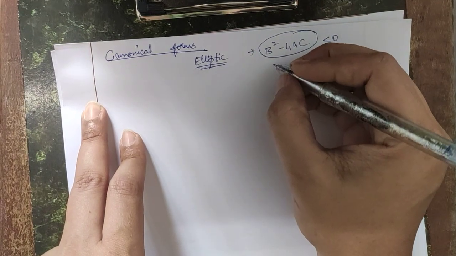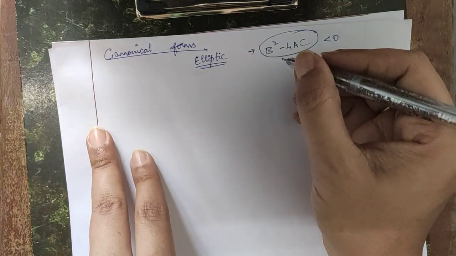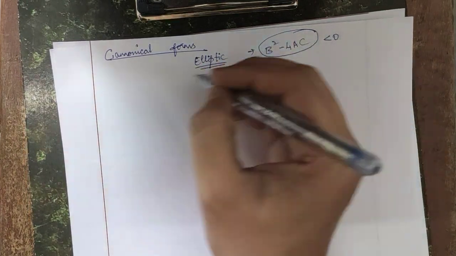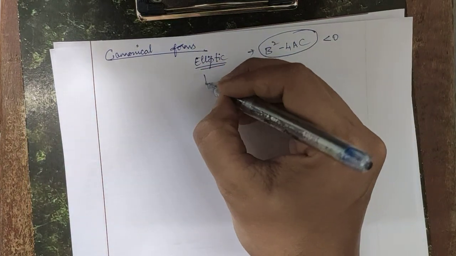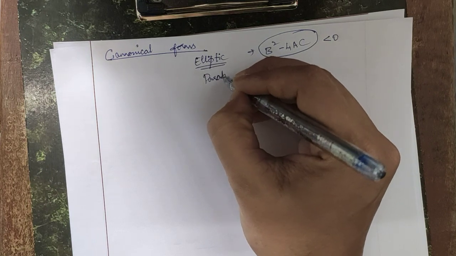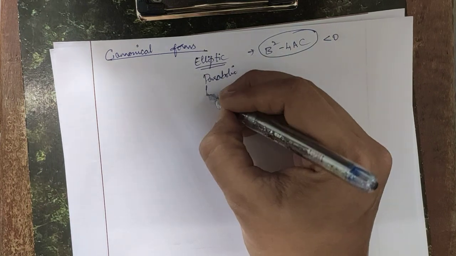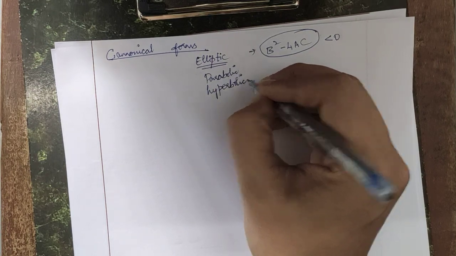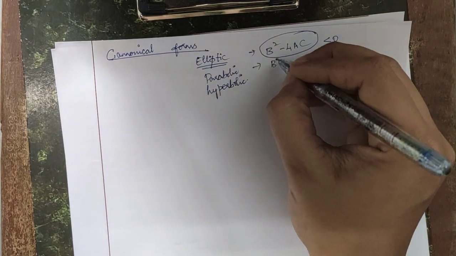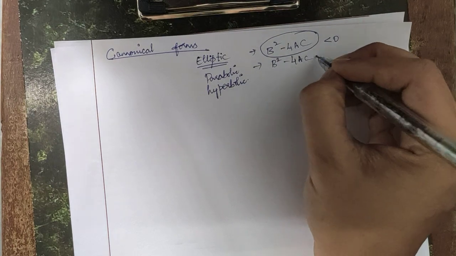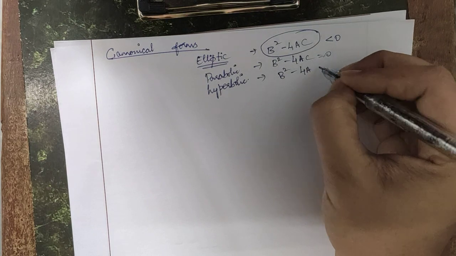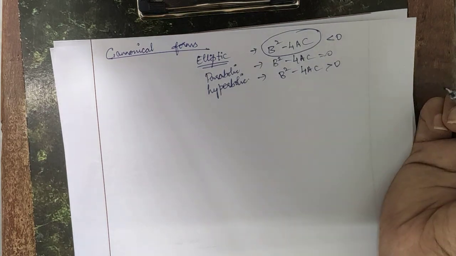So now we will move further. That means we will solve some more problems on the same concept where the nature of the PDE is parabolic and the nature of the PDE is hyperbolic. For parabolic the discriminant b square minus 4ac is equal to 0, and for hyperbolic it is b square minus 4ac greater than 0, right?